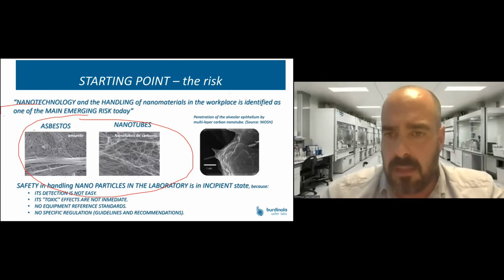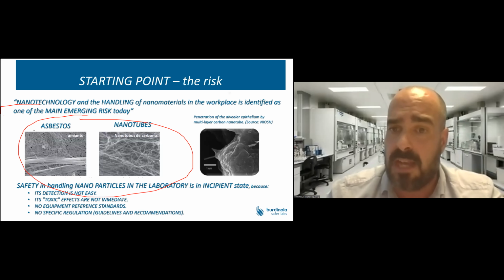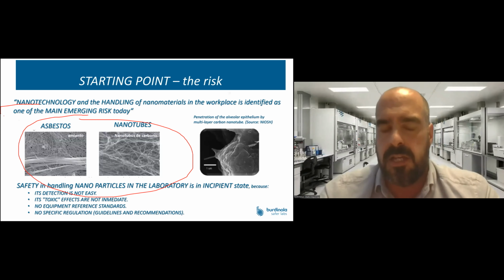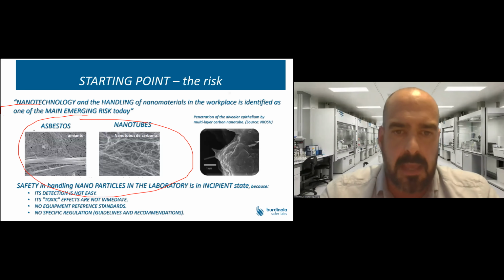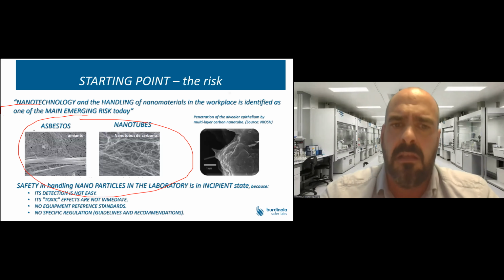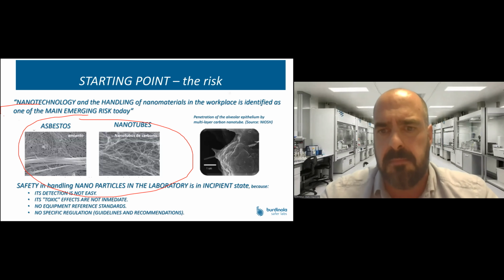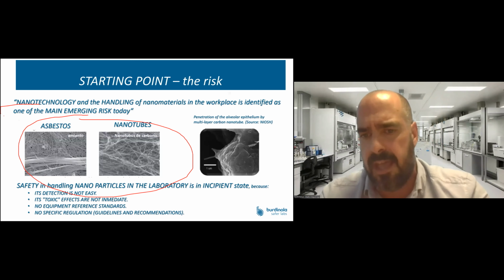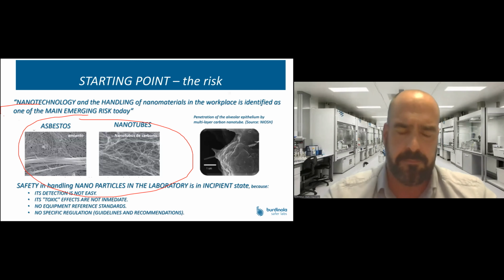And on the right, you can see the penetration of the alveolar epithelium by a multi-layer carbon nanotube. As you will know, the shape of all nanomaterials is different, but it's just an example: we could say that asbestos and some nanotubes have the same structure and the effect on health could be the same.